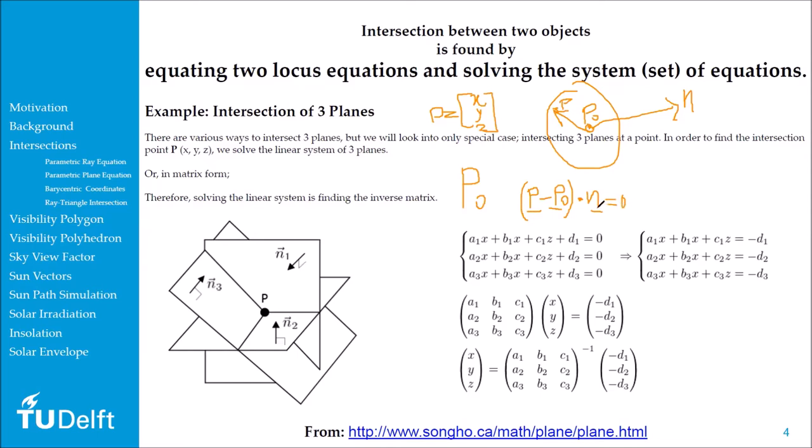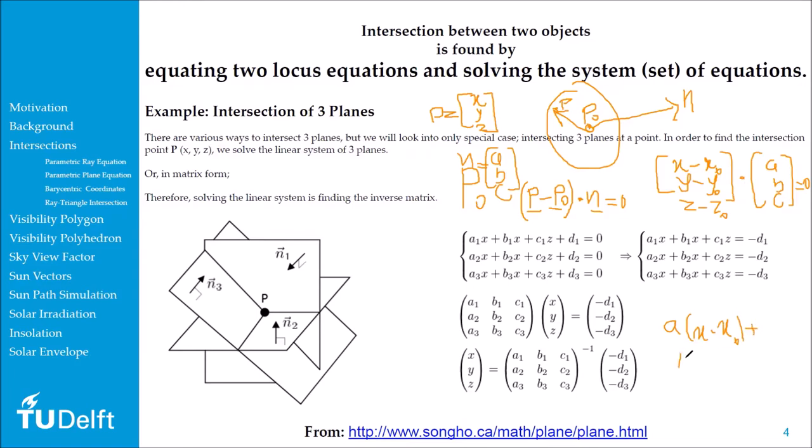When you write that down, P minus P0 is basically x minus x sub zero, y minus y sub zero, z minus z sub zero. And let's say N is written as A, B, C. Then what's the dot product of these two? A times x minus x sub zero plus B times y minus y sub zero plus C times z minus z sub zero should be equal to zero, right?